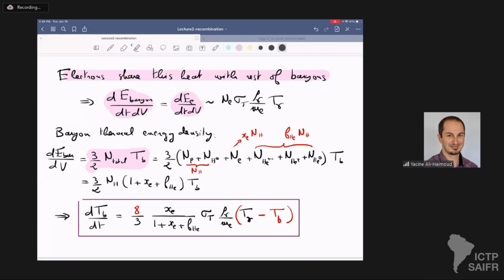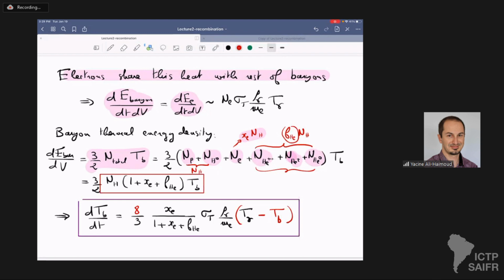So what goes into this number density of baryons? You have the number density of protons, neutral hydrogen, electrons, helium in all its forms: ionized, singly ionized, and neutral helium. Now, this whole thing for helium here is just number density of hydrogen times the helium mass fraction. This n_e is just the free electron fraction times n_H, and this is just n_H. So if I divide everything by n_H, this is where I get this equation here.